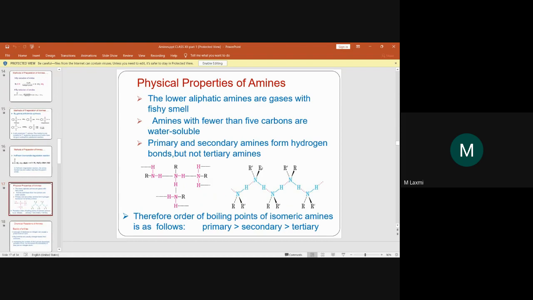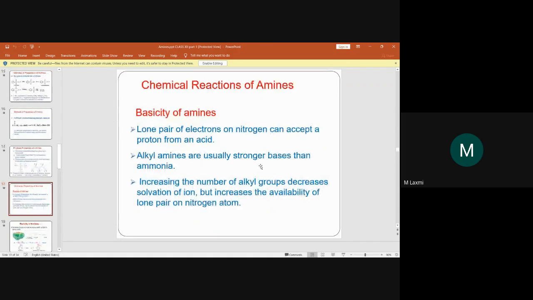Now, what about the properties? Lower members have a fishy smell and are gases. Those with 3 to 5 carbon atoms will be solid. Tertiary amine is not soluble in water because it cannot form hydrogen bonds, as it doesn't have an N-H bond. The order of boiling point will be primary, followed by secondary, followed by tertiary.